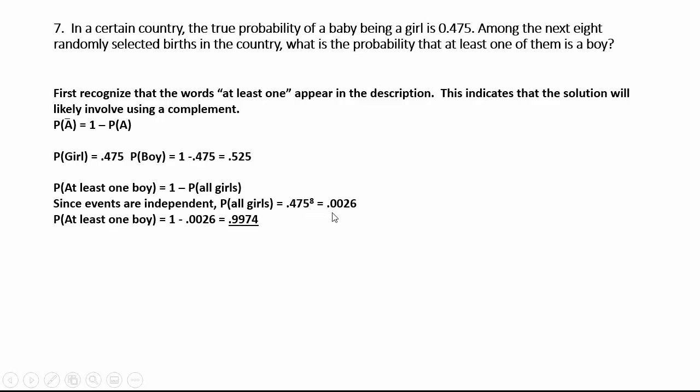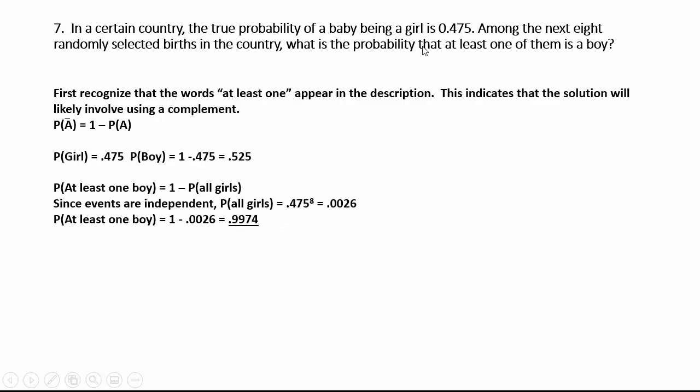If you do that, you get 0.0026. But we're not done with the problem. That's just the probability of having all girls. If we want to know at least one boy, we just need to subtract that little number from 1. So we take the complement of this event, having all girls, and we get 0.9974, and that is our final answer.